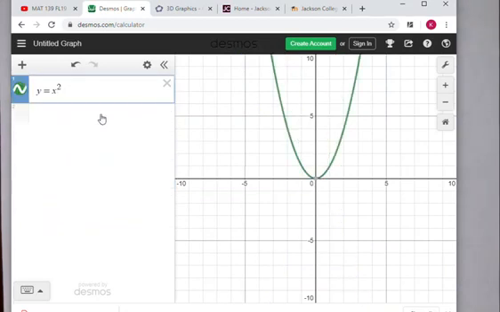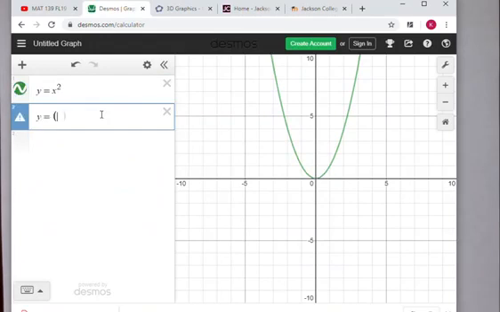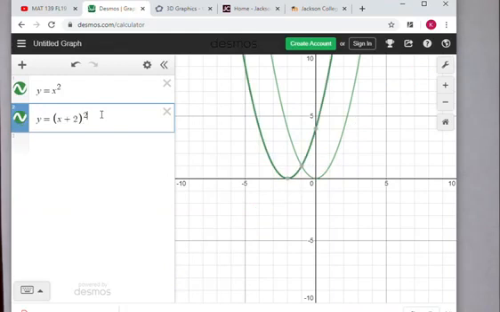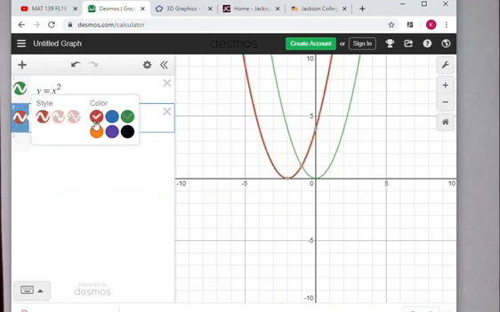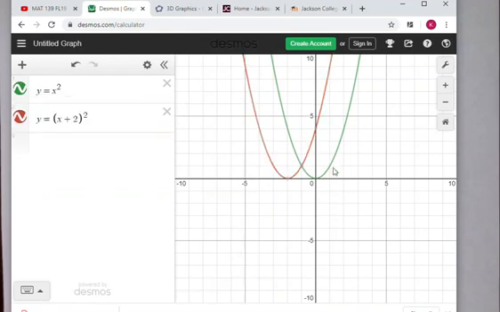There we go. All right, what if I graph y equals (x plus 2) squared? Change the color on that. There we go. You can see that compared to the original parabola, this has been moved to the left 2 units. My vertex is now at -2 instead of 0.